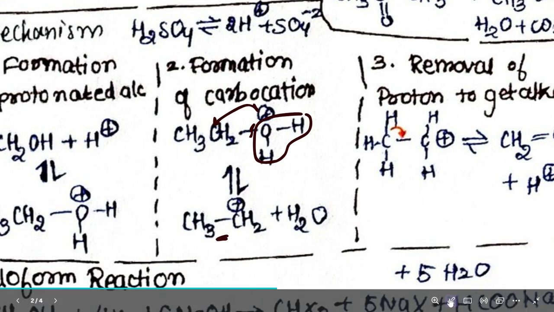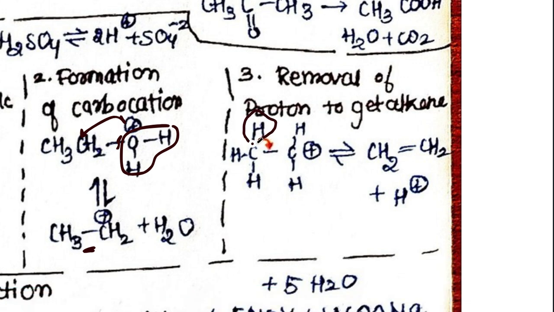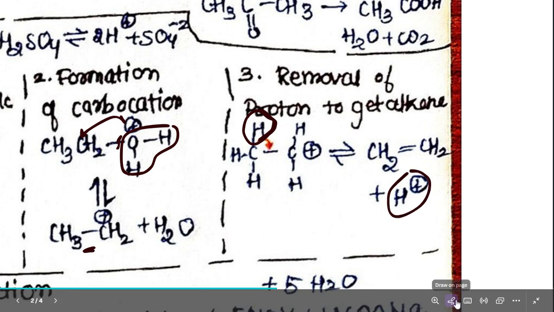Okay, then coming to the removal of proton to get alkene. What do you mean by proton? Proton is hydrogen, right? So this is having plus, so I will remove this proton, or remove this hydrogen, so that these two carbons can form a double bond. That's all. Then CH2=CH2 plus H+, what we gave, came back, right?